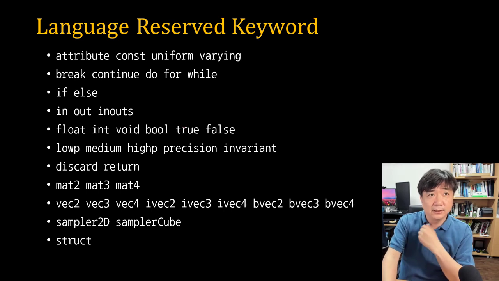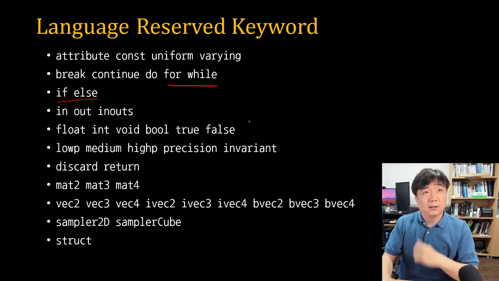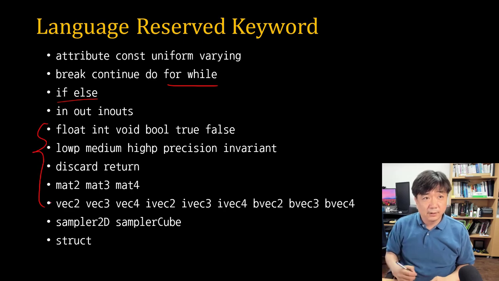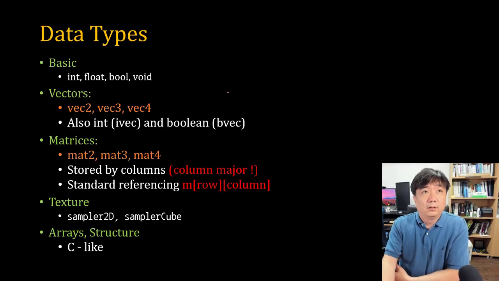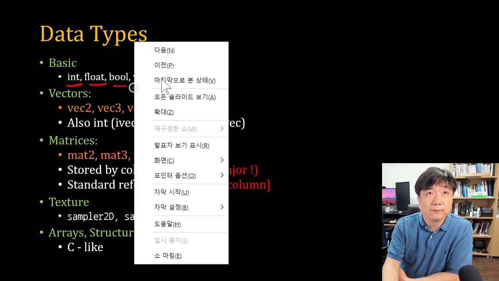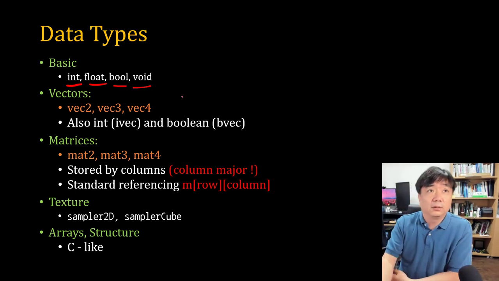Well, then you can see some basic statements of the language. There is the conditional statement, and then the loop statement. So you can also look at the data types. Okay, data types. There are four kinds of basic data types: integer, floating point, and boolean. And then there is the void data type for functions without a return value.